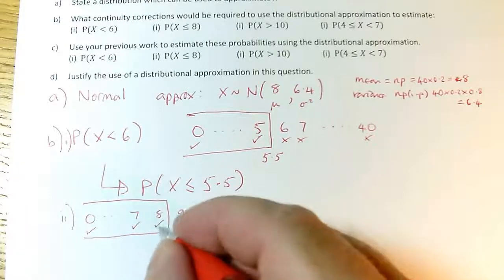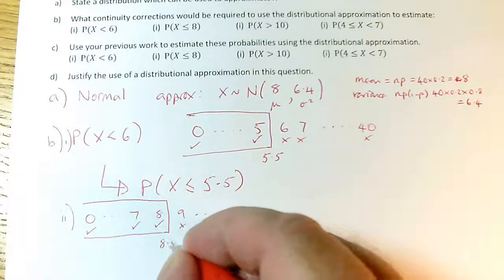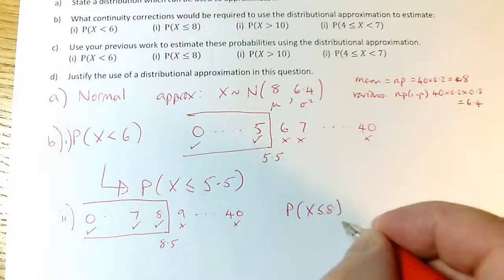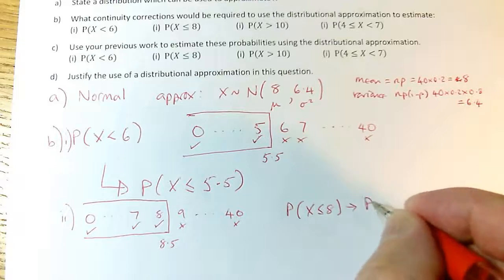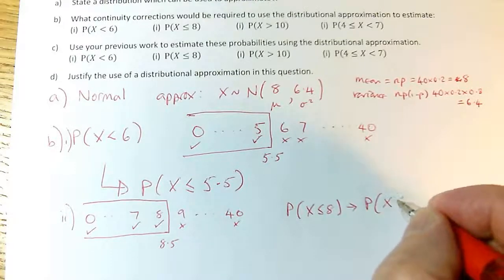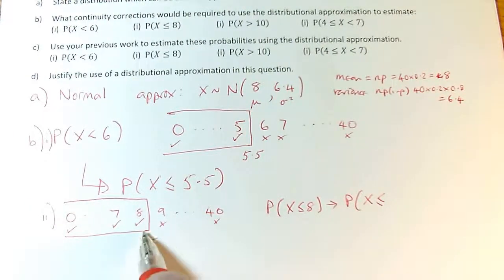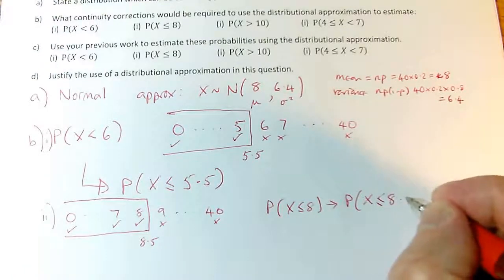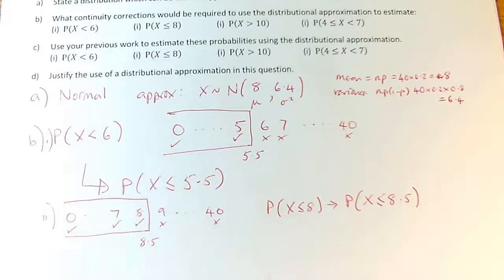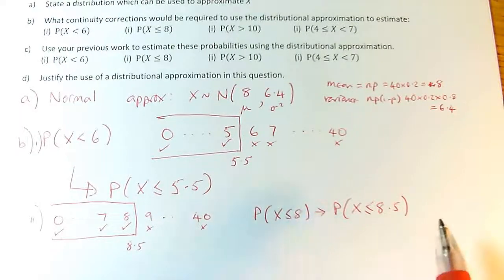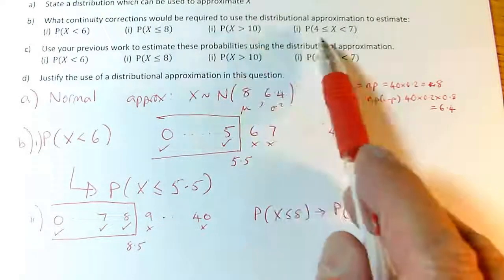But now we've drawn it, we can see that between 8 and 9, the cutoff is 8.5. So the probability of x being less than or equal to 8, as stated in the question, turns into the probability of x being less than or equal to, and it doesn't matter whether it's less than or equal to, as we said just now, this cutoff value. So the continuity correction cutoff value is 8.5. So x being less than 5.5 for this one, x being less than or equal to 8.5 for this one.